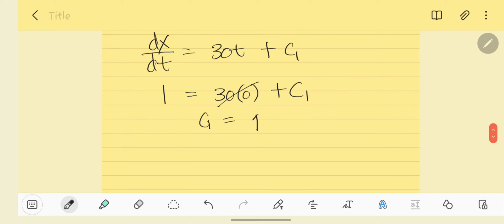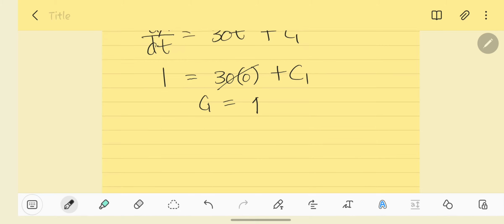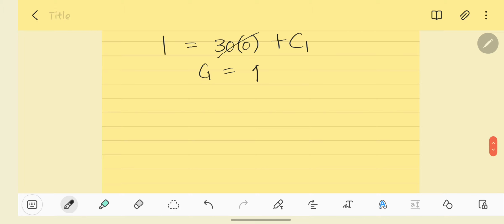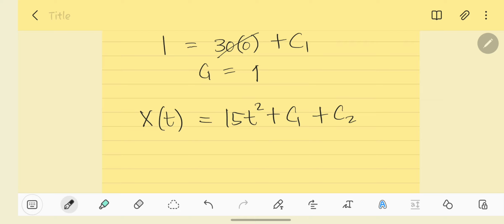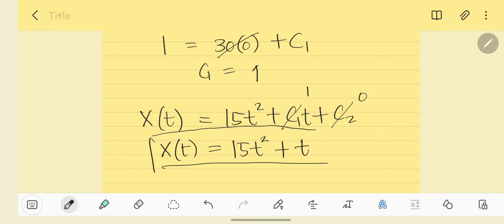So substituting all the constants that we got in the general solution, x of t, or function of t, is equal to 15t squared plus c1 t plus c2. But we know that c1 is equal to 1 and c2 is equal to 0. So the final specific solution for this initial condition, x of t is equal to 15t squared plus t. You know that this c1 is 1 and this is 0, so your specific solution is x equals 15t squared plus t.